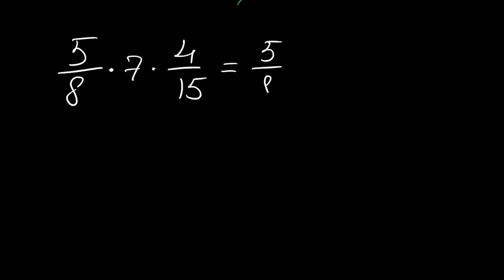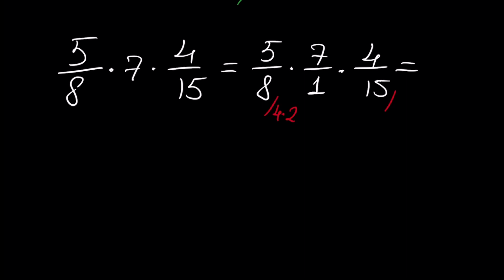Let's rewrite it, and since 7 can be represented as 7 over 1, now we perform cancellations. 8, as we know, can be written as 4 times 2. 15 is 5 times 3. And when we perform cancellation, this 5 is cancelled by this 5, and this 4 is cancelled by this 4.